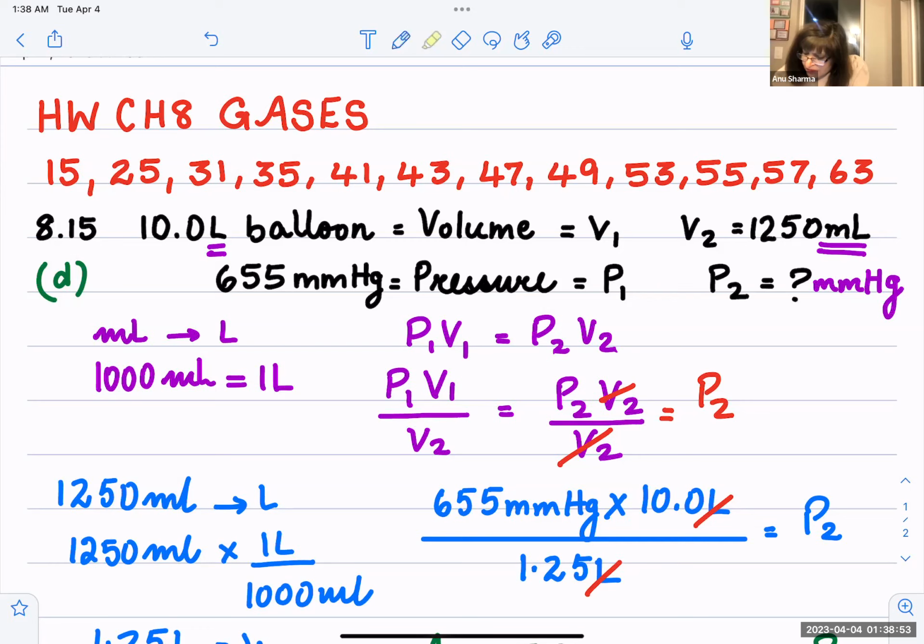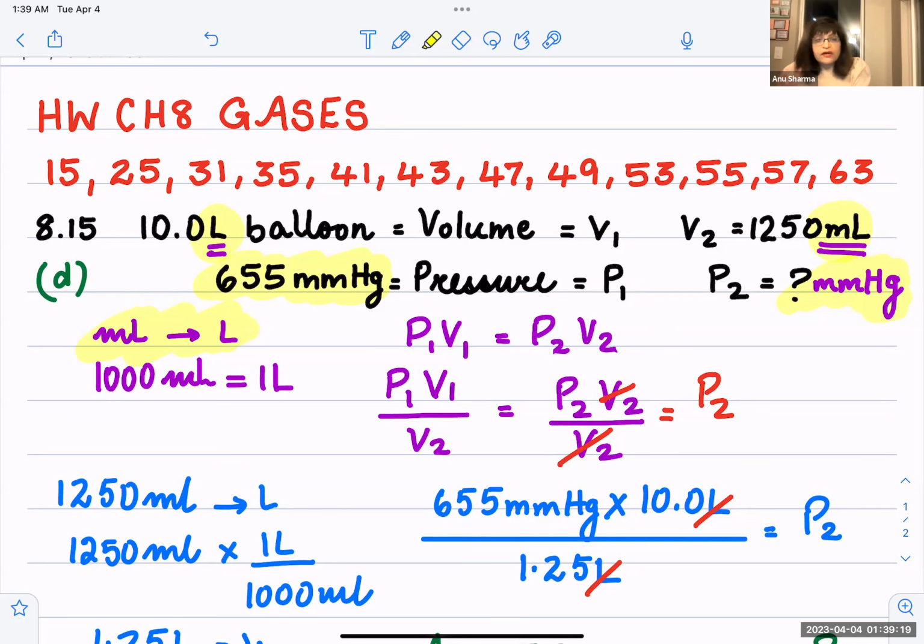Now, the main thing here is you need to see that the units should be the same. So if you have 655 millimeters of mercury on one side, and the answer is being asked in millimeters of mercury, so we're good. But look at the volume. This is in liters and the other one is in milliliters. So we need to equalize it. And in order to do that, we know that 1,000 milliliters is equal to 1 liter.